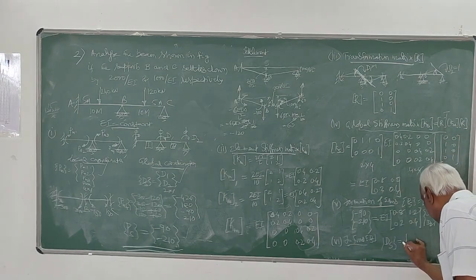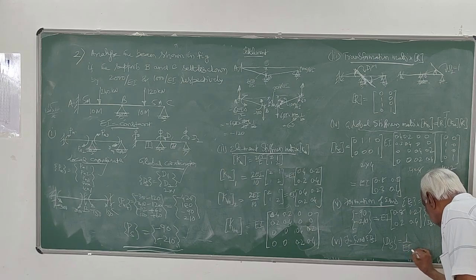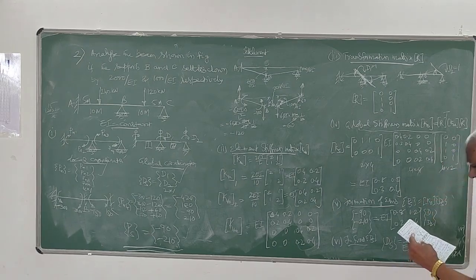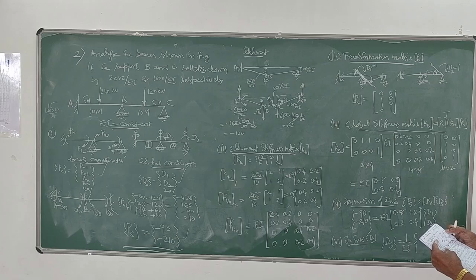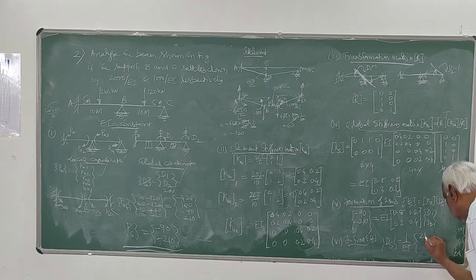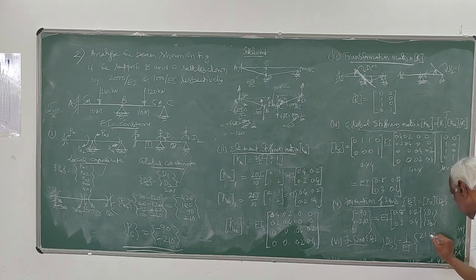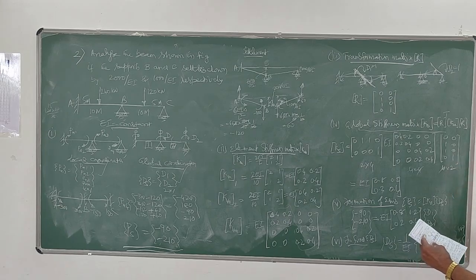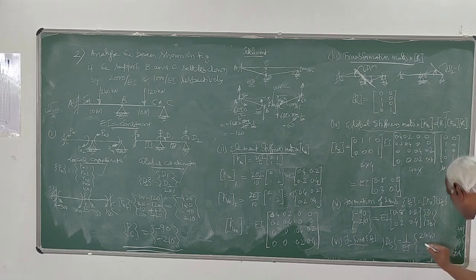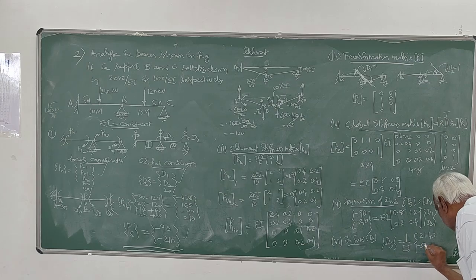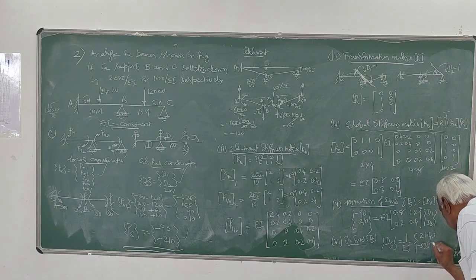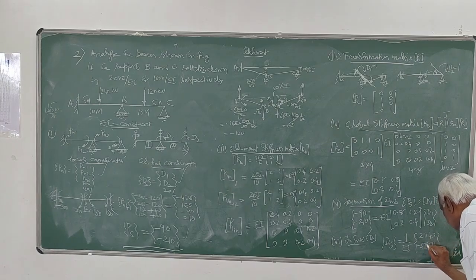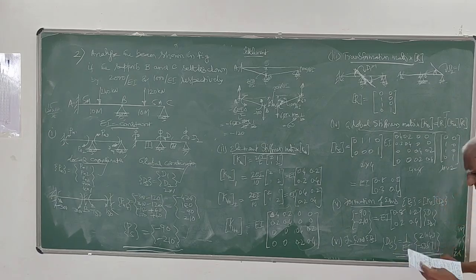1 over EI into 21.43 and minus 535.71. This is the displacement you are going to get.